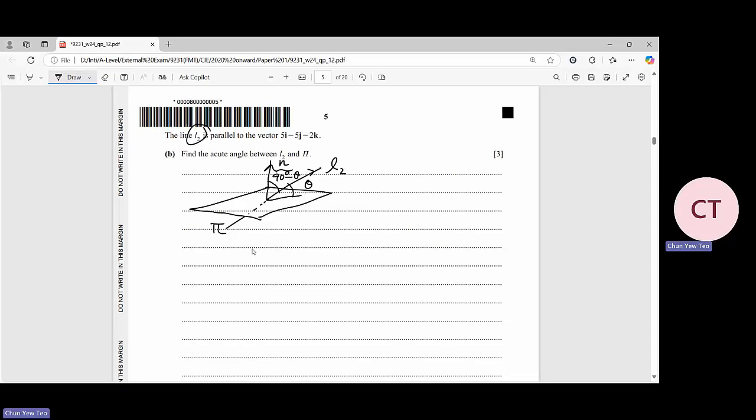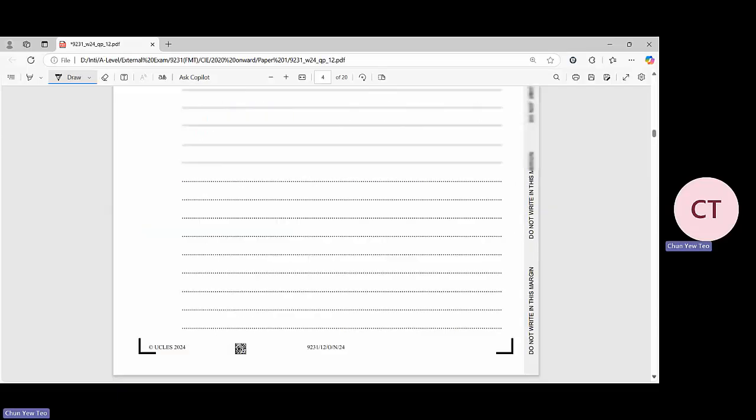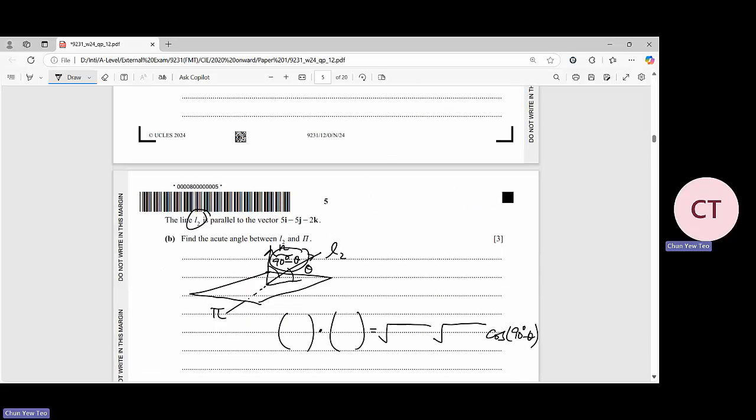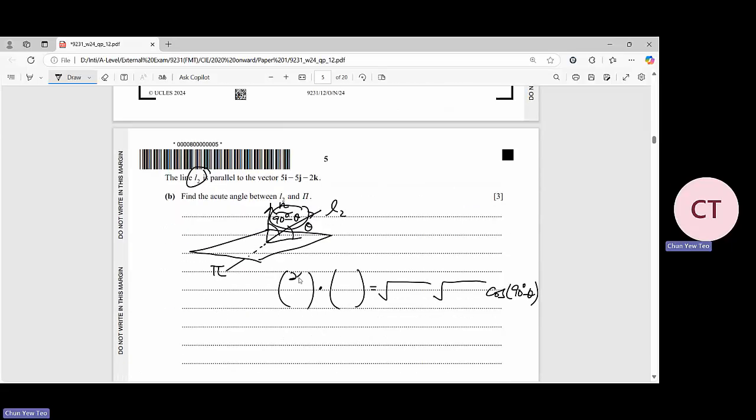So over here, if we use this concept to find this angle, we just need to do the dot product, between line number 2 and the normal vector. The normal vector just now was 24, -4, 7. So if you find the magnitude, you will get 576 plus 16 plus 49.